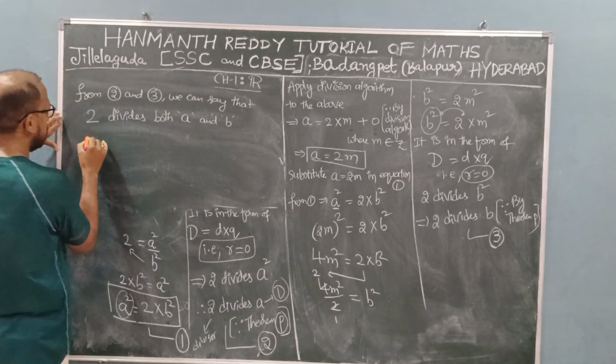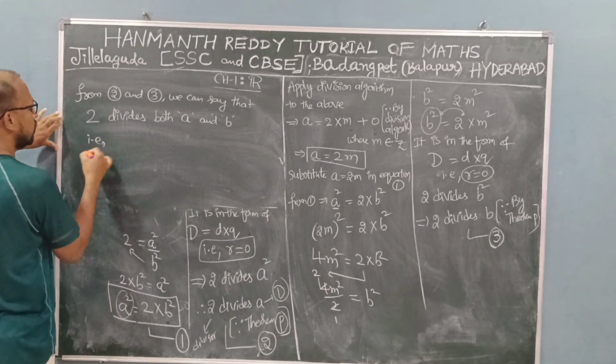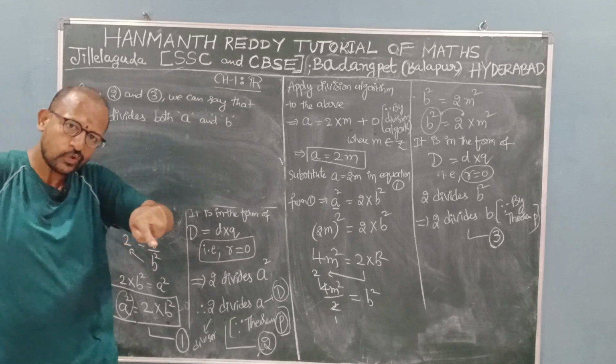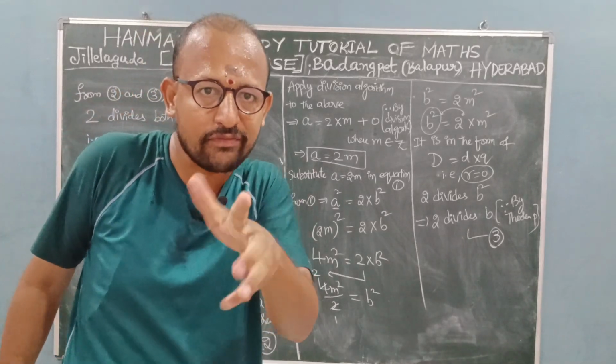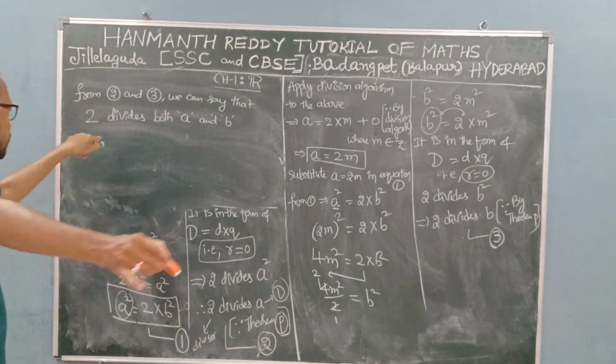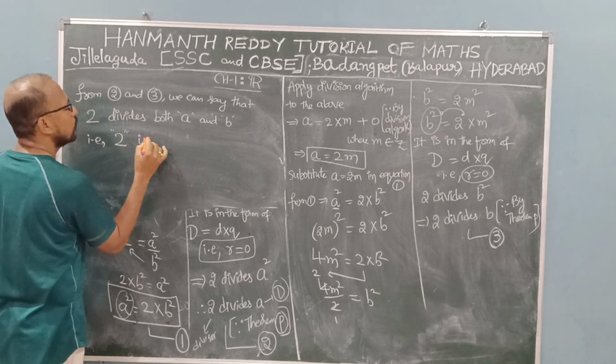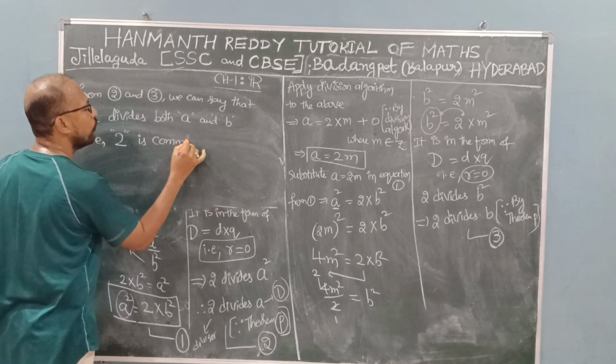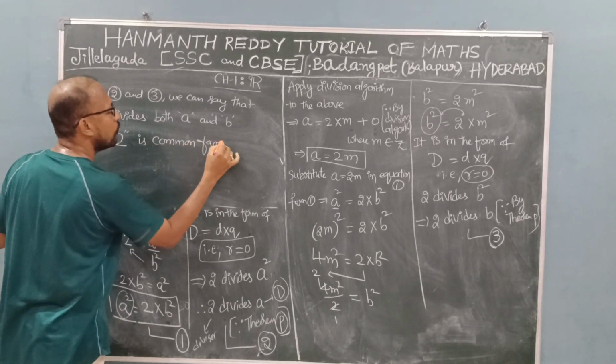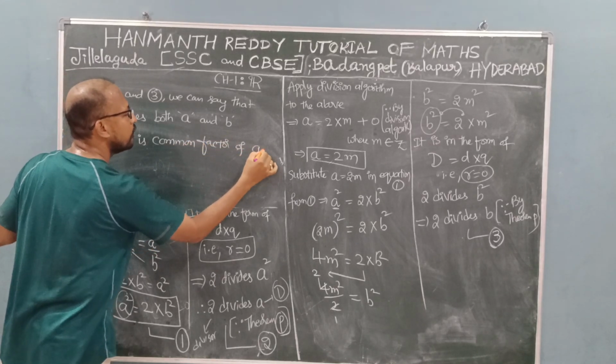What is the meaning of divides? Divides is also called, we can use the word factor. Factor means remainder 0. That is nothing but 2 is a common factor of a and b.